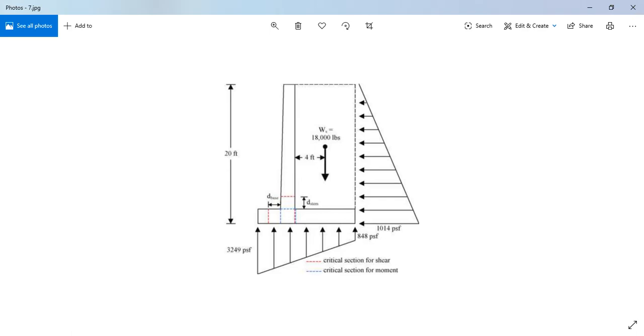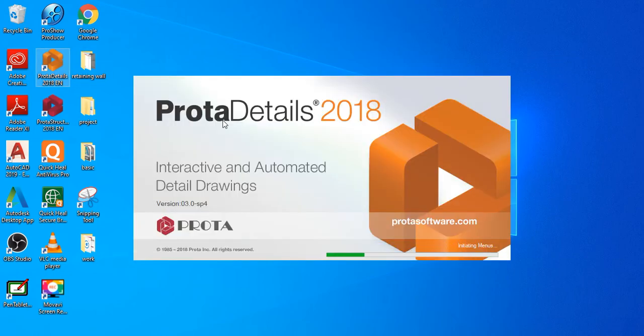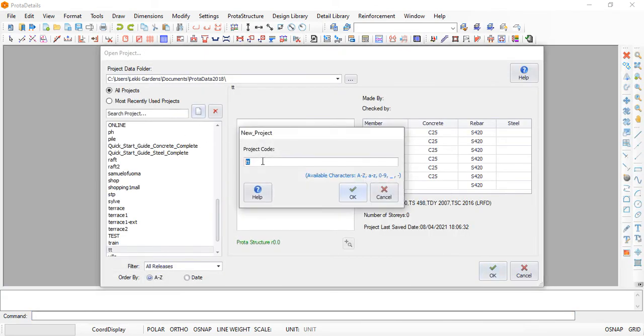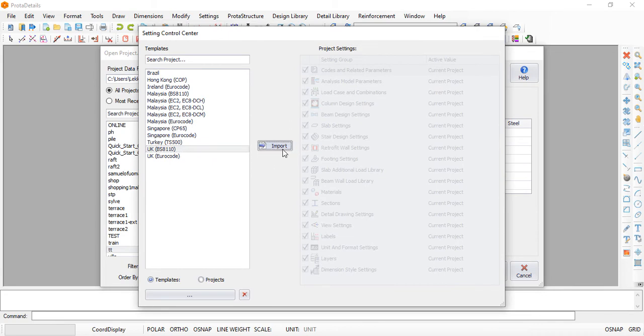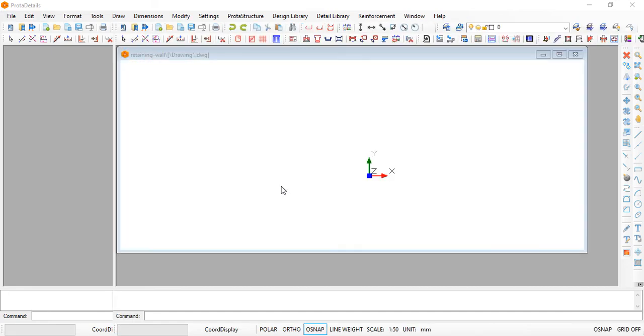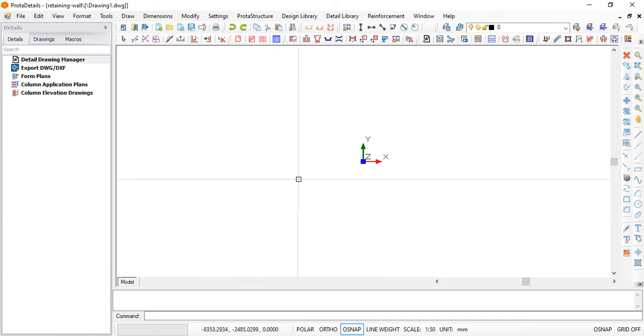So let's dive right in. Okay, now we click on our Prota Detail, it will pop up. When it comes up, it will show you to start. We click, let's say, retaining walls. Okay, we push UK, we say yes, and we say okay, update. With that, it will give you this page. What you do is click on start by creating a new drawing.